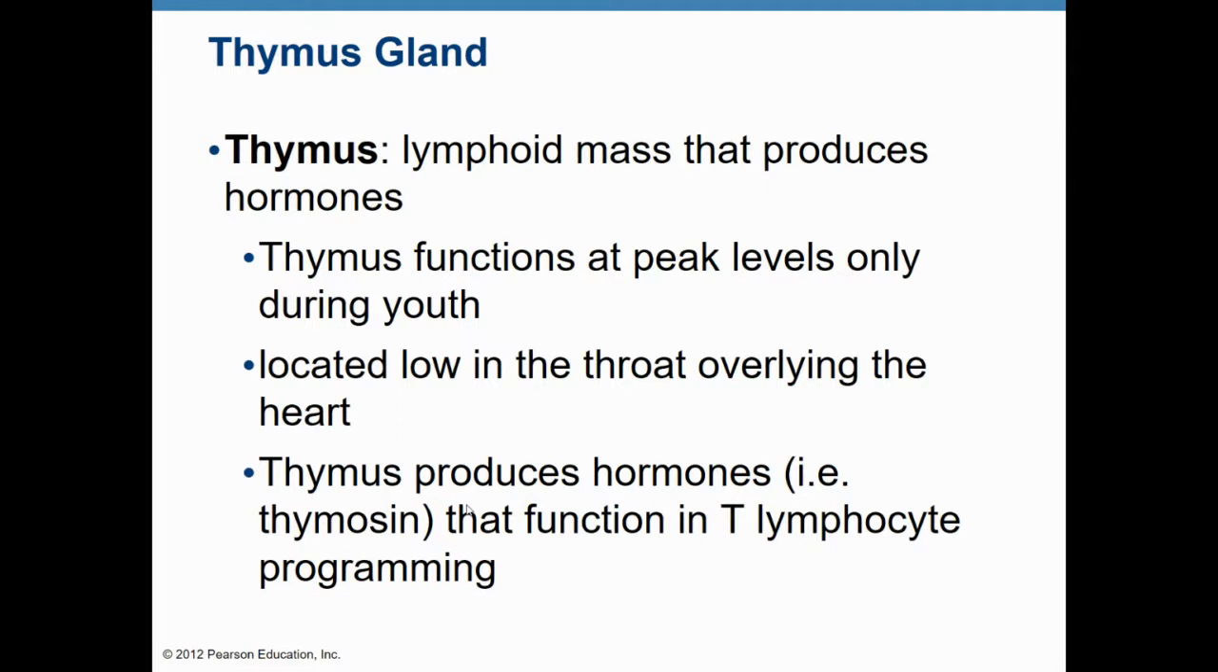It is going to produce hormones like thymosin that are going to play a role in the development of T cells. So B cells make antibodies. T cells play a different role in immunity. They actually seek out cells that are already infected with viruses or intracellular bacteria, or they can also fight cancer cells.